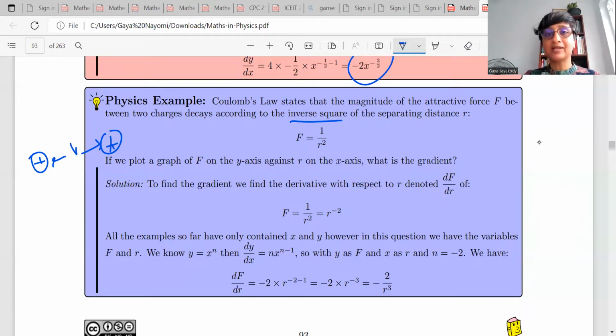If r doubles, force will reduce by 4 times.